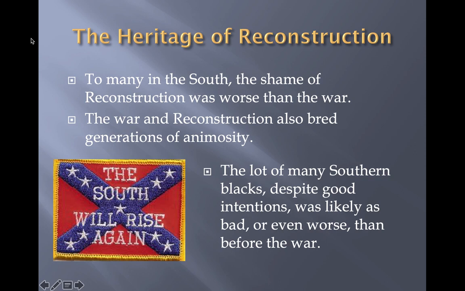To many in the South, the shame of Reconstruction was worse than the war itself. And the war and Reconstruction also bred generations of animosity. And the lot of many Southern blacks, despite good intentions, was likely as bad or even worse than before the war. So even though the intention of abolishing slavery was to create some equality for these former slaves, unfortunately, we know that that's not going to happen. And things are really going to come to a head, especially in the 1950s and 1960s, when the civil rights movement really takes off and starts chipping away at these Jim Crow laws.